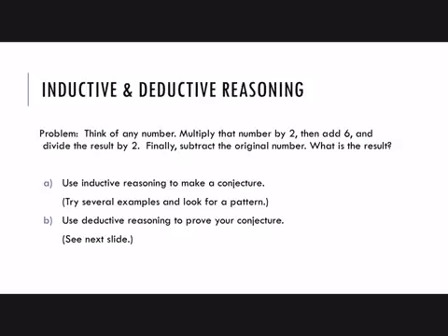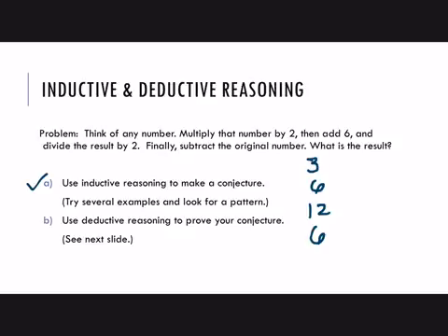Okay, so let's try this. We'll try a few examples first. So this is inductive reasoning. We're going to start here. You can try this process. I'll try this with the number 3. I'm going to multiply it by 2, add 6, and then divide by 2, and I get the number 6.